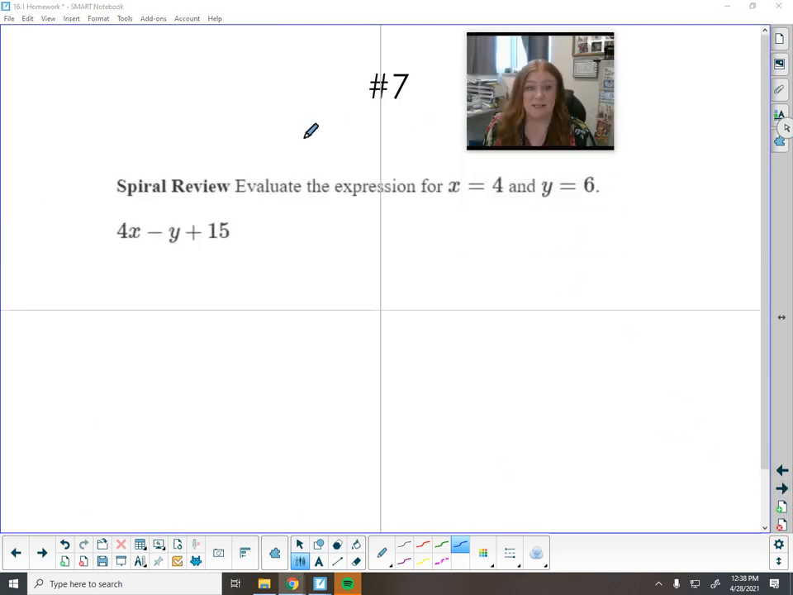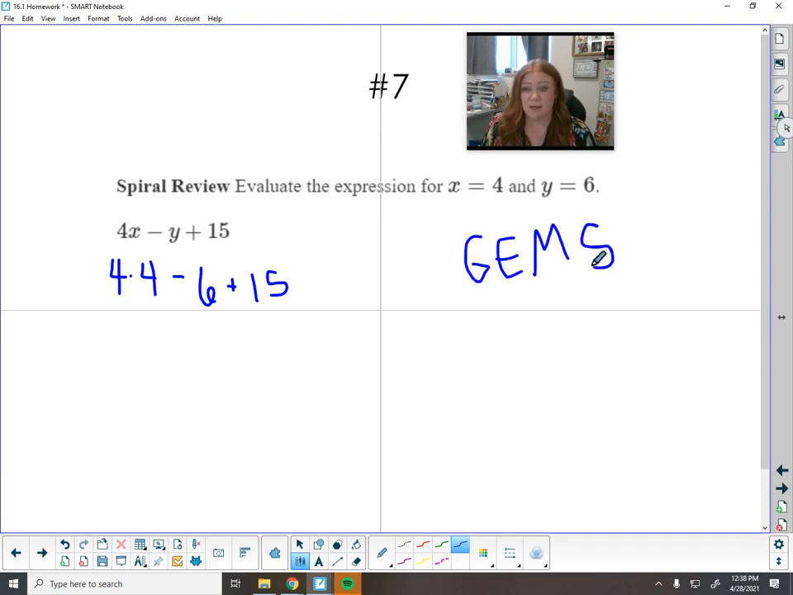Number 7 wants us to evaluate x equals 4, y equals 6. So let's substitute those in. So 4 times 4 minus 6 plus 15. So we need to use our order of operation rules, our GEMS. So, there are no groups. There are no exponents. So we need to multiply or do the opposite, divide.